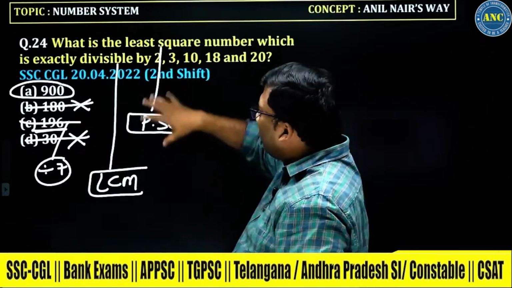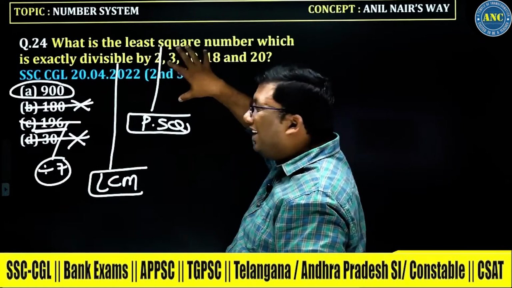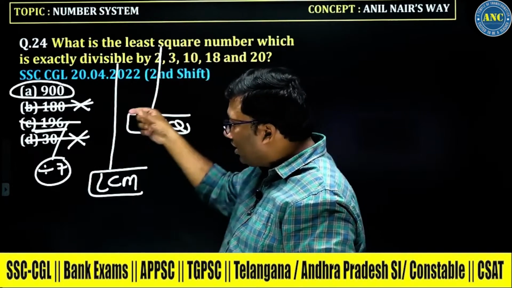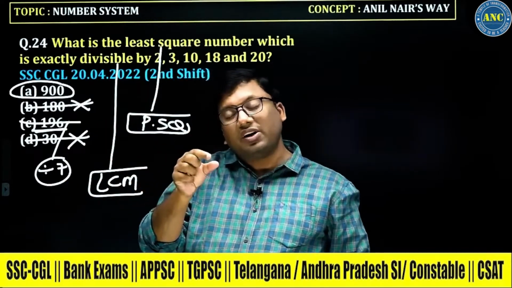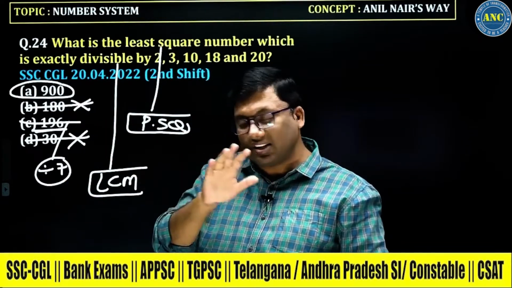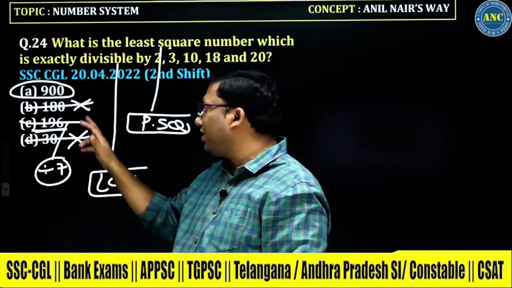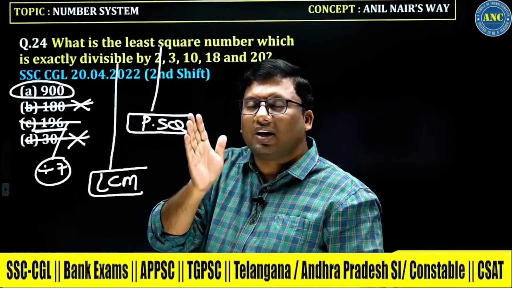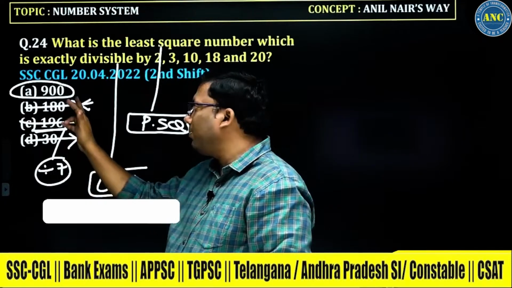Again I am repeating, please read the question. It is the perfect square. 30 is not a perfect square. 5 square is 25, 6 square is 36. 13 square is 169, 14 square is 196. It is not a perfect square.